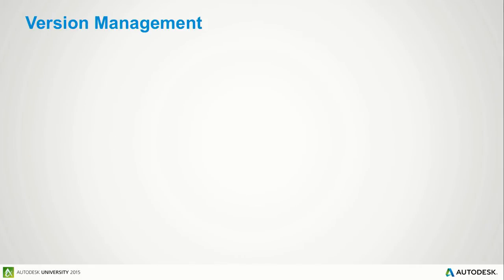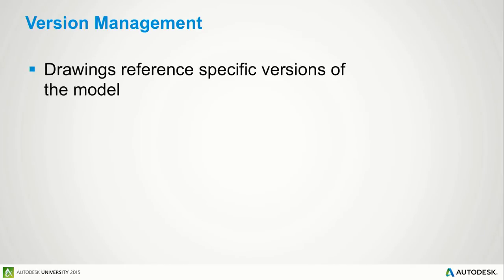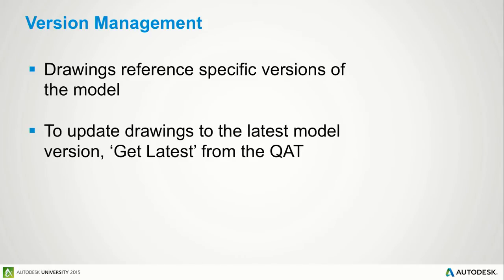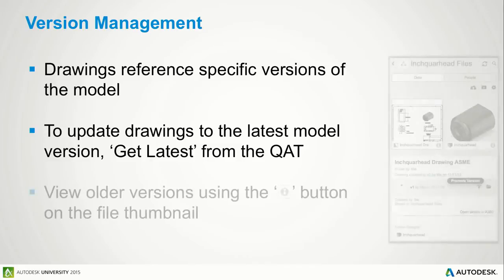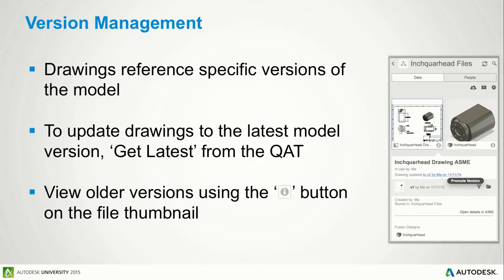Okay, and moving on to version management. Drawings is again going to take advantage of the version management that has been built into Fusion 360, and it works for all the files there. So every time you save, there's a new version of the file being created. And the drawings reference specific versions of the model. And we already saw how you can update the drawings to the latest version of the model using the Get Latest command. So that's fine. But if you change your mind, you can undo that too. Or at a later point, if you want to access old versions, that's also possible.